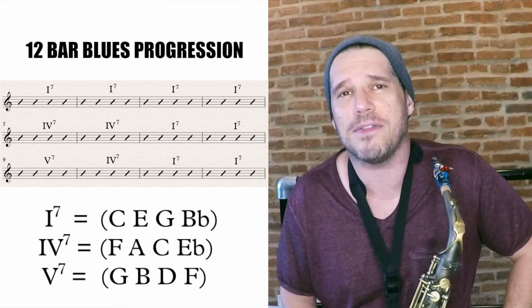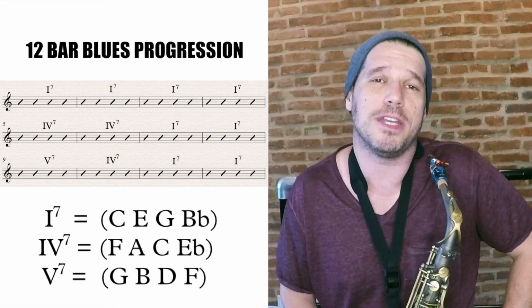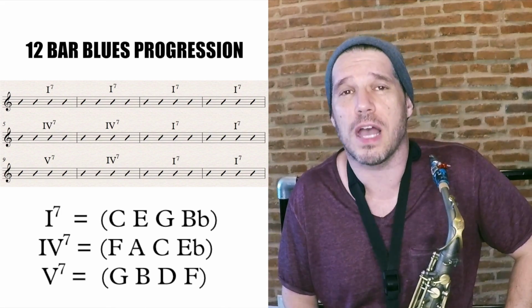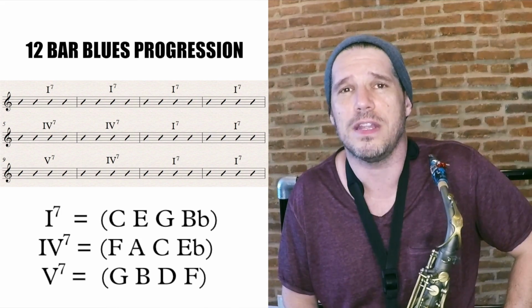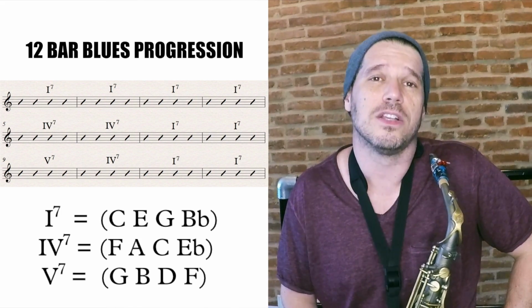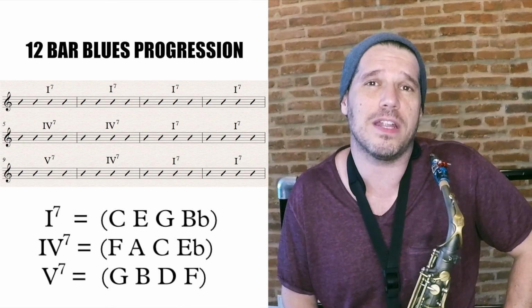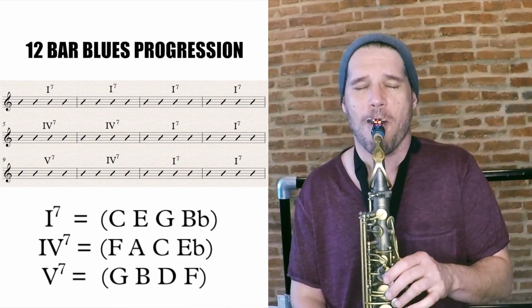Then we go to our 5-7, which in the key of C would be G7. Then our 4-7, which we've already discussed, is F7. And then, of course, back to our 1-7 in the key of C is C7. So that's G7, F7, C7. Take a listen.